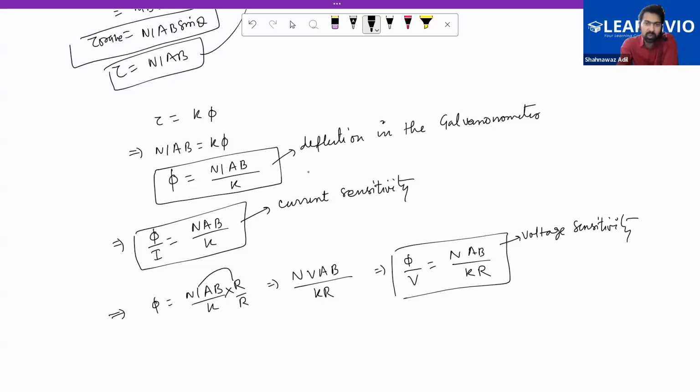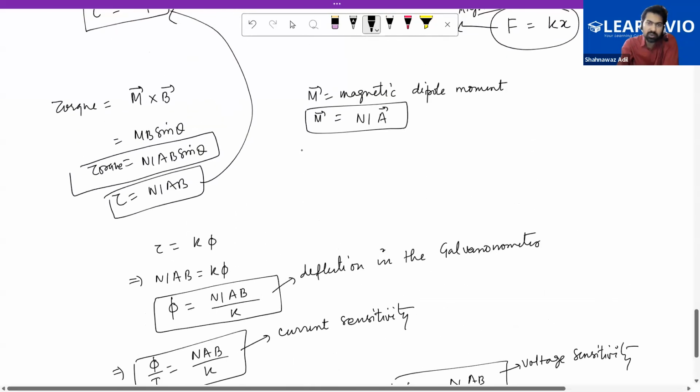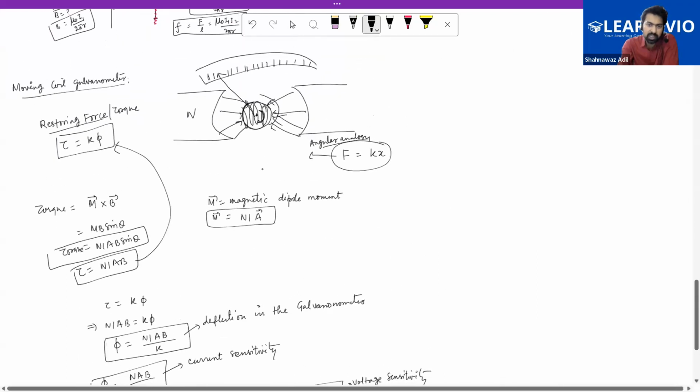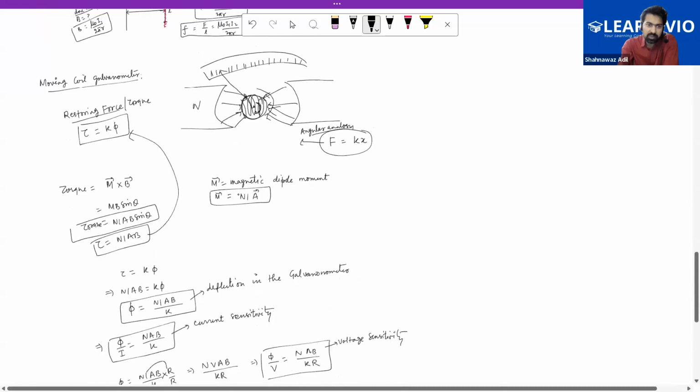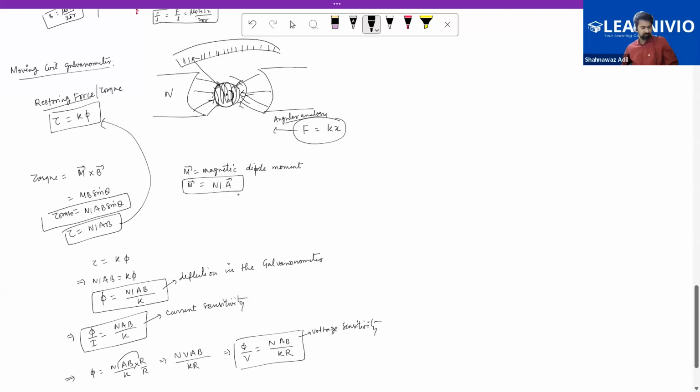And this works on the principle of the restoring torque. So yeah, this is all about the moving coil galvanometer. Please note this thing down quickly, and then we'll talk about the next chapter.